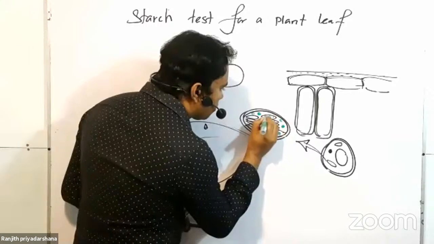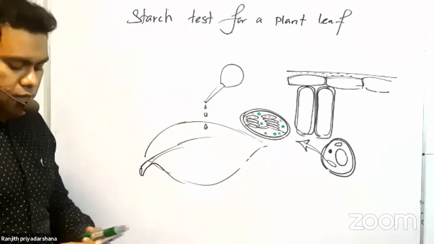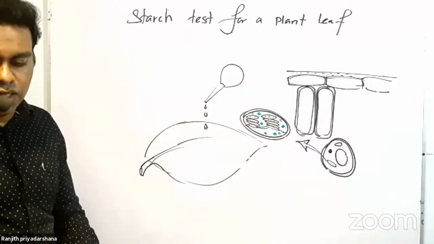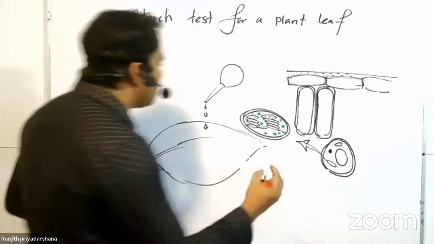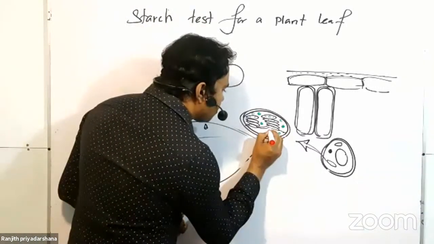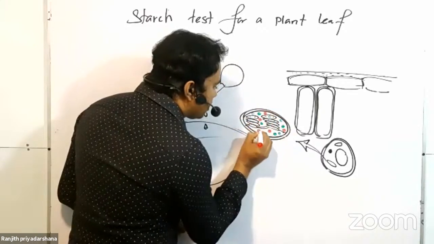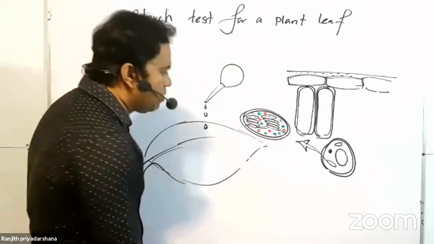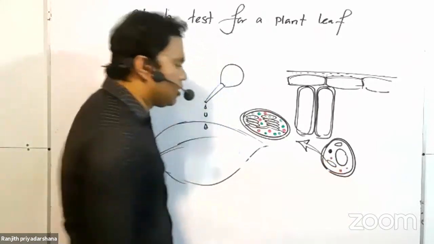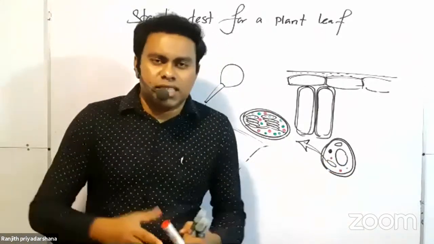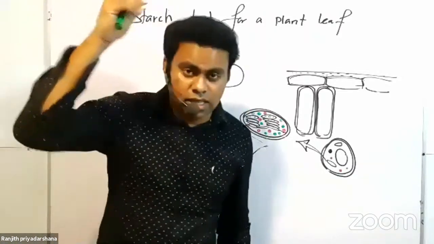Yes, where this starch exists. Produced starch can be seen in the chloroplast as starch granules. Sometimes they exist in the cytoplasm. So whatever it is, whatever the place it exists inside the cell.